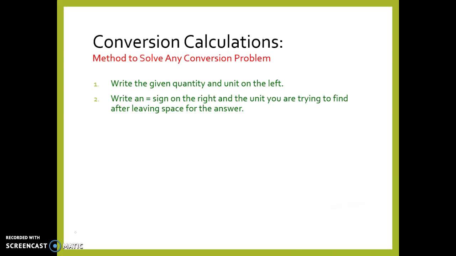The second step is we're going to write an equal sign on the right and the unit we're trying to find after leaving the space for the answer. So we write an equal sign, leave space for the answer, and write the unit we're trying to find. So now we know what our given unit is and what our finding unit is.